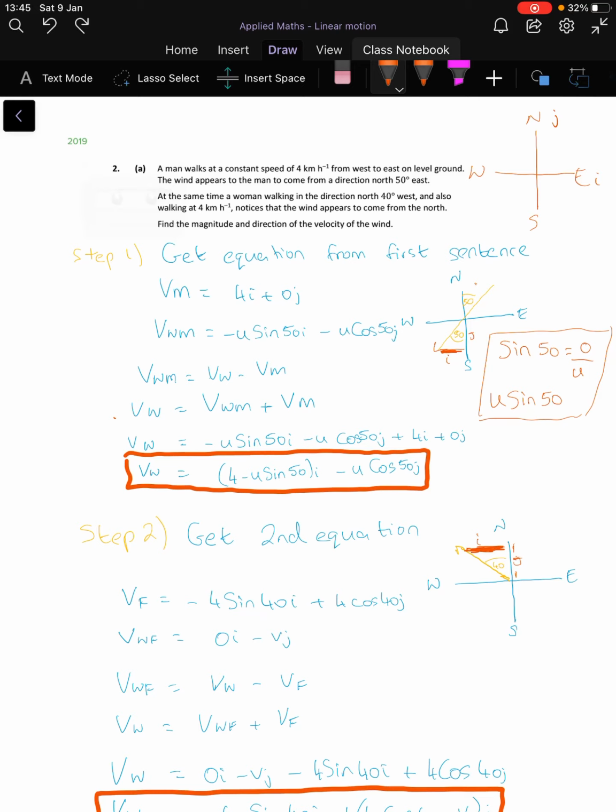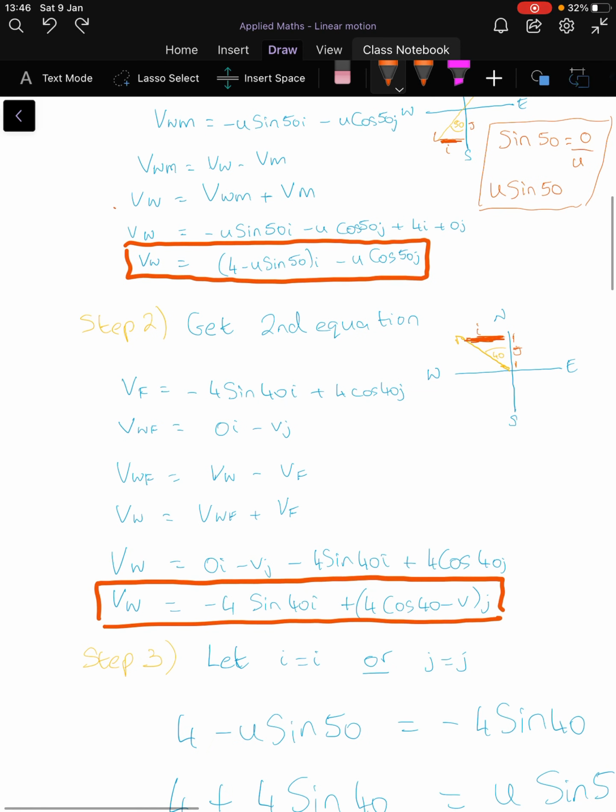So again, I fill in this formula here, which is the same as above. I twist it around to suit myself because I want the velocity of the wind equals, and I fill that formula in. In for the velocity of the wind relative to the female is this one. In for the velocity of the female is our first one with our sine 40 and our cos 40 in it. In it goes into that equation, and I get the velocity of the wind to equal this thing in the orange box, minus 4 sine 40i plus 4 cos 40 minus v, and then that's j.